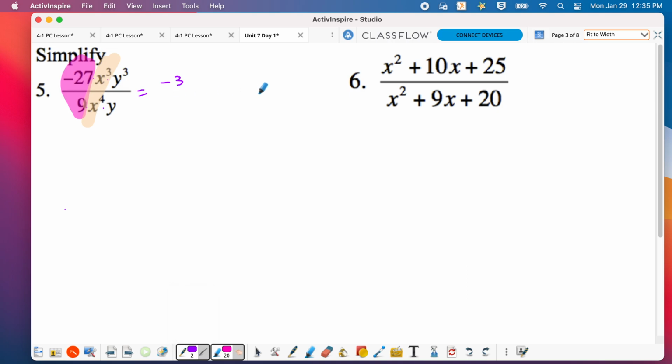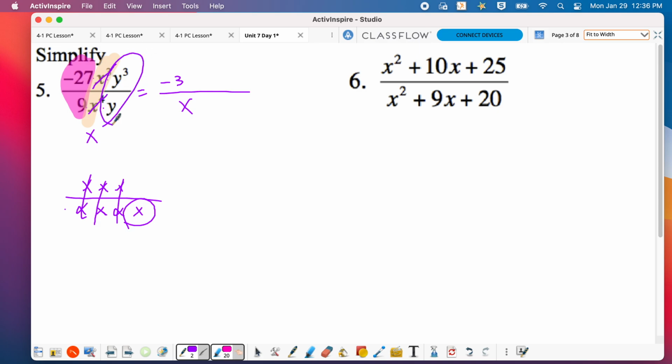So when I cancel, 3 of these are going to cancel the top and bottom, leaving a single x on the bottom. 3 on top, 4 on the bottom. 1, 2, 3, 1, 2, 3, 4. If I cancel, I'm left with a single x on the bottom. Same idea here, y to the third over y means I have an additional y squared on top, and that's my answer.